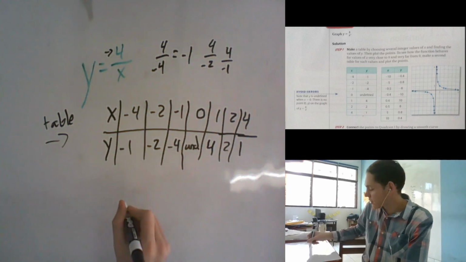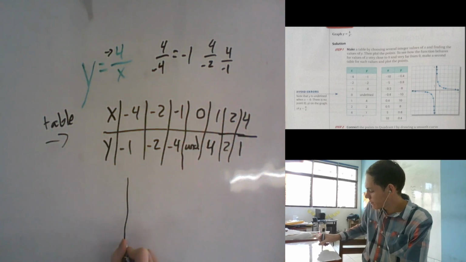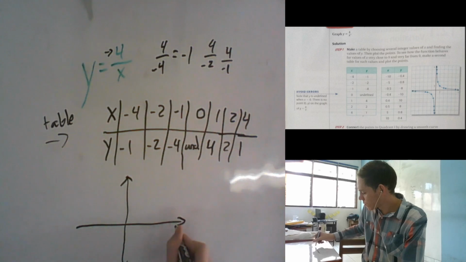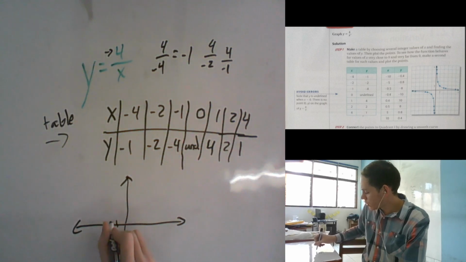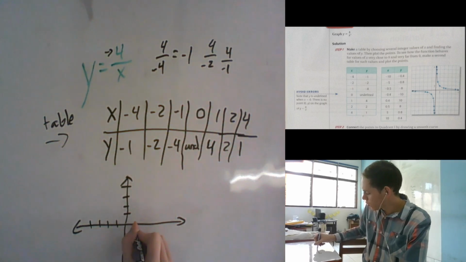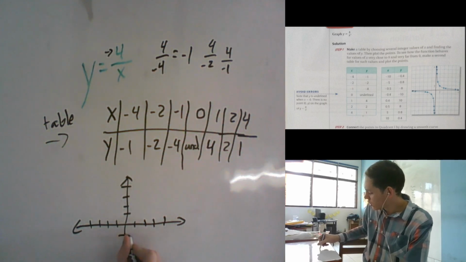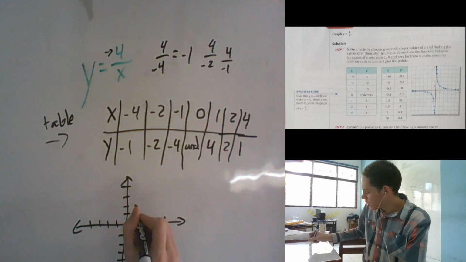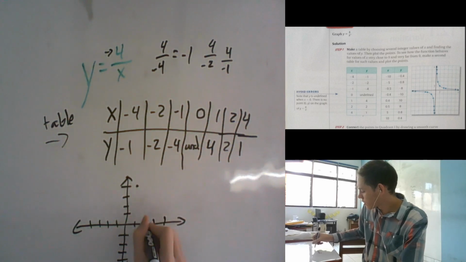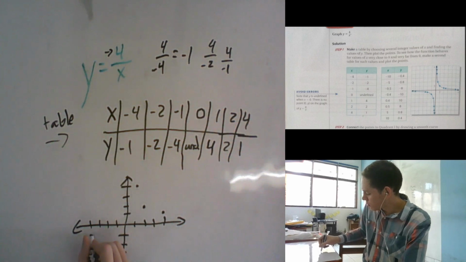Okay, so graphing this. So we go 1, 2, 3, 4. 1, 2, 3, 4. So we get positive 1 is 4 up here. Positive 2 is 2. Positive 4 is 1. Negative 4 is negative 1. Negative 2 is negative 2. It should be right there.